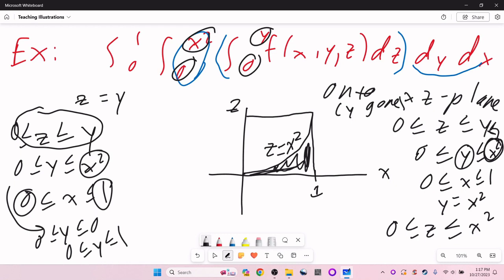All right, so I hope that helps a little with doing this drawing. And we are going to do a couple more examples before we call it.